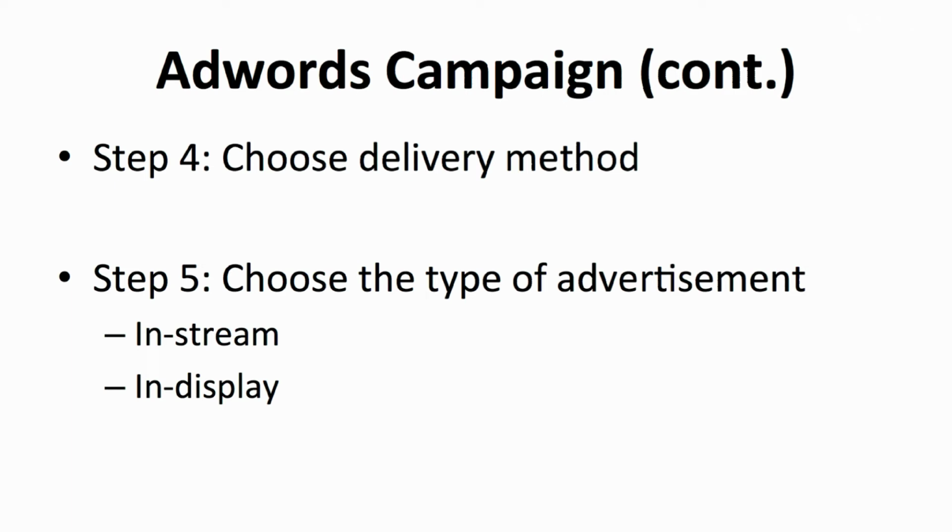There are 2 types of ads, the in-stream and in-display video. The in-stream video ad plays before another video. Viewers can choose to skip your video after a few seconds. You pay only if viewers watch for 30 seconds or to the end of the video, whichever comes first.